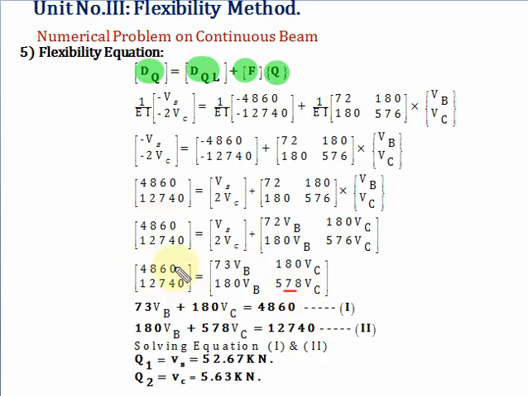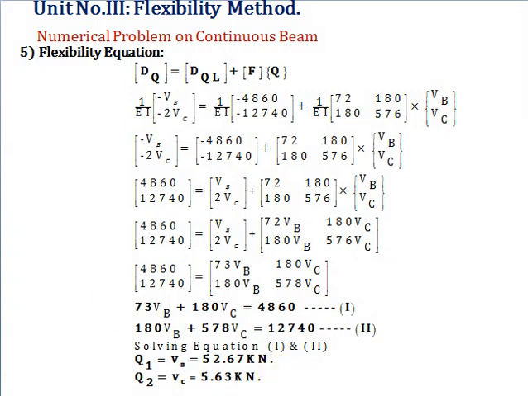So we can write the first simultaneous equation as 73 VB plus 180 VC equal to 4860, and the second equation as 180 VB plus 578 VC equal to 12740. These are the two simultaneous equations. Solving equations 1 and 2, we get VB equal to 52.67 and VC equal to 5.63 kilonewton. So VB is the vertical reaction at B and VC is the vertical reaction at C.